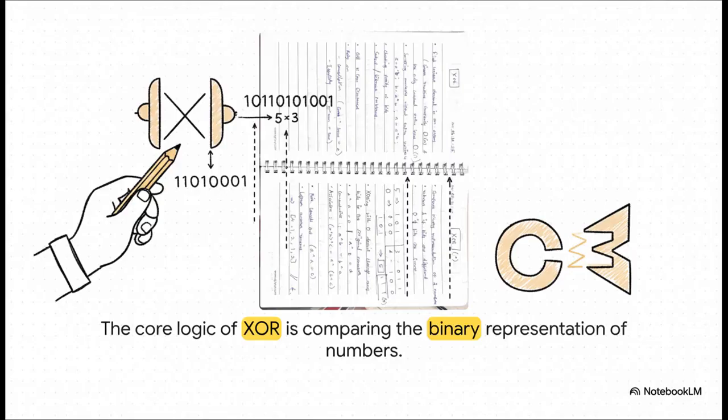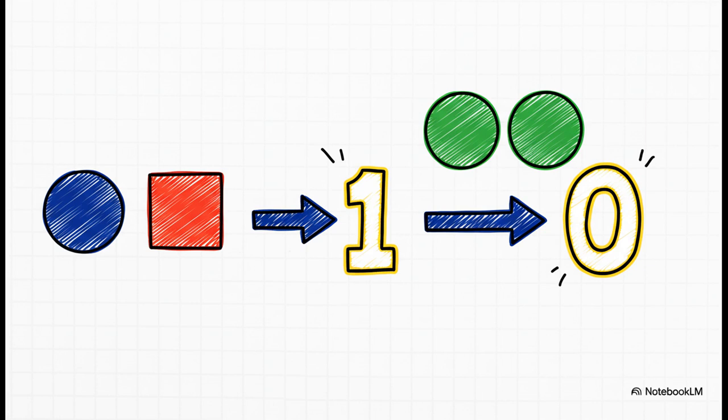Let's see how that works. If you take two numbers, say 5 and 3, XOR first converts them into their binary form. Then, as you can see here, it lines them up and compares each column of bits one at a time. And the rule for that comparison is so simple. This is the only thing you have to remember. If the two bits it's looking at are different, a 1 and a 0, the result for that column is a 1. If the bits are the same, both are zeros or both are ones, then the result is 0.